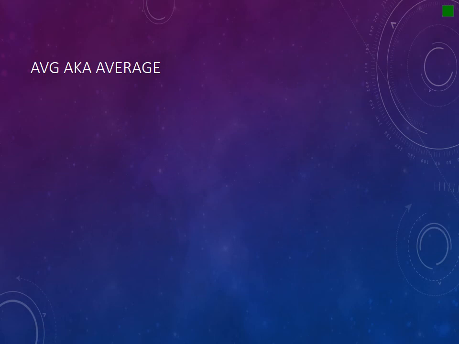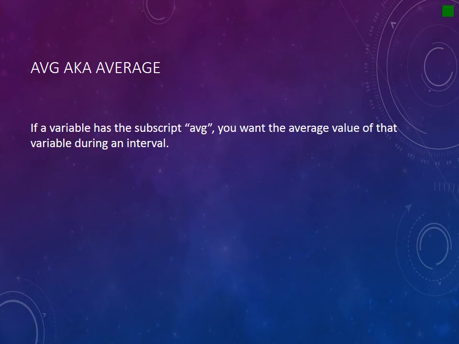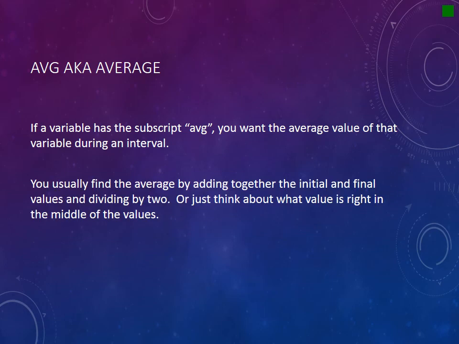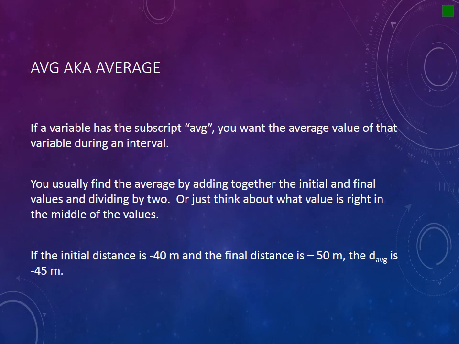Average, AVG. This is a subscript that stands for average. If a variable has a subscript AVG, then it means that it wants you to find the average. So you're going to add up all the initial and final values and then divide them by the number of values you added together. Think about what would be right in the middle of all the values that you've recorded. If the initial distance is negative 40 and the final distance is negative 50, then that average is going to be negative 45, just as an example.